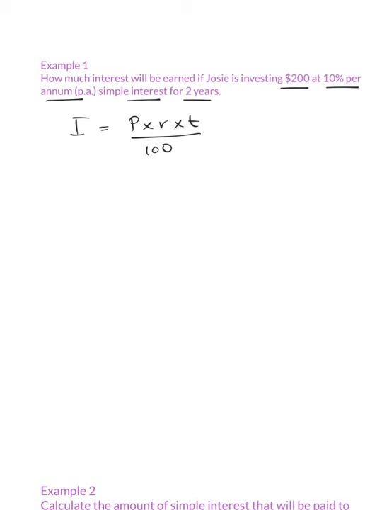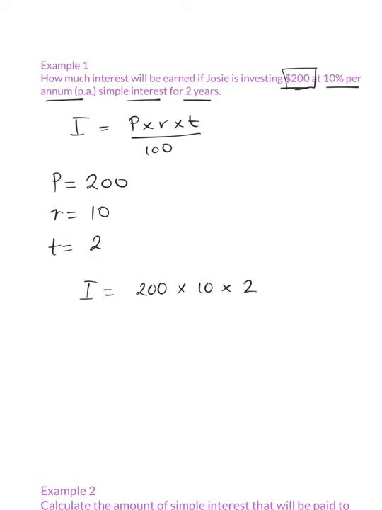We need to first of all find out what P, R and T are. So P is the initial amount. So the initial amount invested is $200. Next we need to find R, and that is 10%. And lastly we need to find time, and time has to be in terms of years, so it's 2 years. So next, all we need to do is sub this into the rule. So interest equals 200 times 10 times 2 over 100, and the total interest earned within these 2 years is $40.